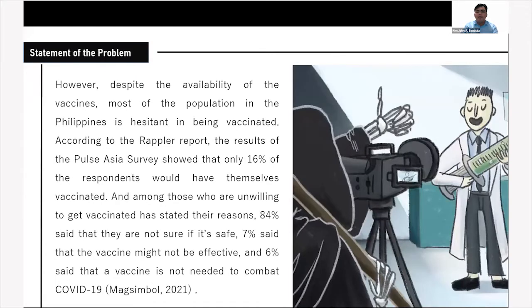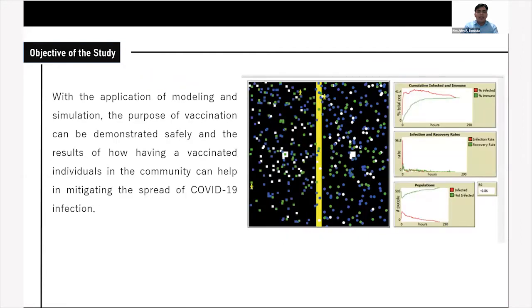However, despite the availability of the vaccines, most of the population in the Philippines are hesitant to be vaccinated because of the following reasons. The majority of the people think that the vaccines aren't safe, and a few said that they might not be effective and are not really necessary. Thus, it led us to our general objective: with the application of modeling and simulation, the purpose of vaccination can be demonstrated safely, along with the results of how having vaccinated individuals in the community can help in mitigating the spread of COVID-19 infection.